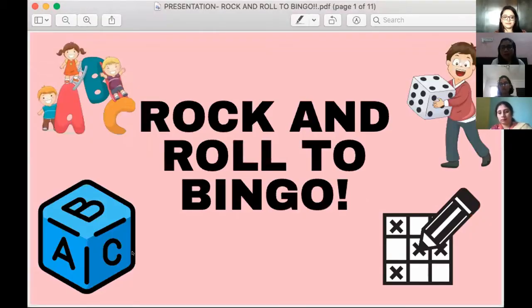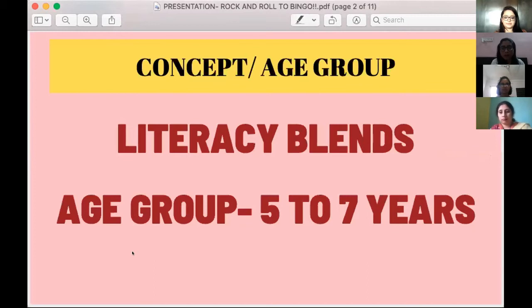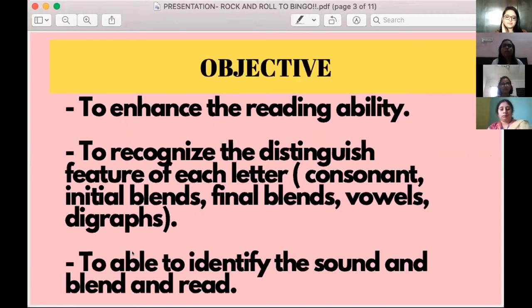So, rock and roll to bingo. As I already mentioned, the age group is from 5 to 7 years for K2 children. This is basically to enhance the reading ability, to identify the letter sounds and blending, and the concepts that we have already started. So we can have a good recap session with that. That is the initial and final consonant blends, vowels, and we have just started with digraphs. So in the end, the child will be able to read, identify the sound and also the related picture.